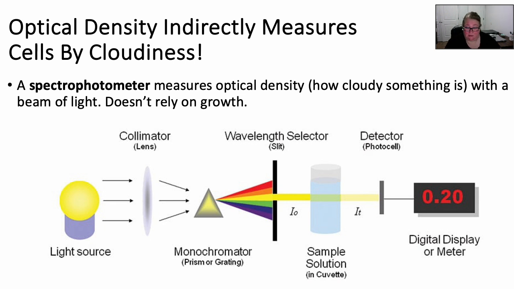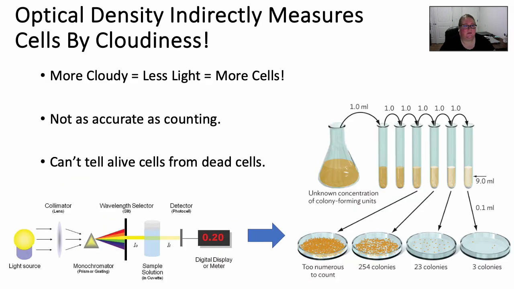So this is a relatively quick method, and it doesn't rely on growth. We don't have to wait for things to incubate. Okay, so the more cloudy a sample is, the less light gets through, the more cells. It's not as accurate as doing the spread plate technique. We aren't going to get a close number. Also, because it's measuring optical density, it cannot tell the difference between viable or live cells and dead cells. Where the spread plate technique is going to allow us to count how many viable cells are in the sample, this is just going to measure both living and non-living cells, and we can't tell the difference between the two.